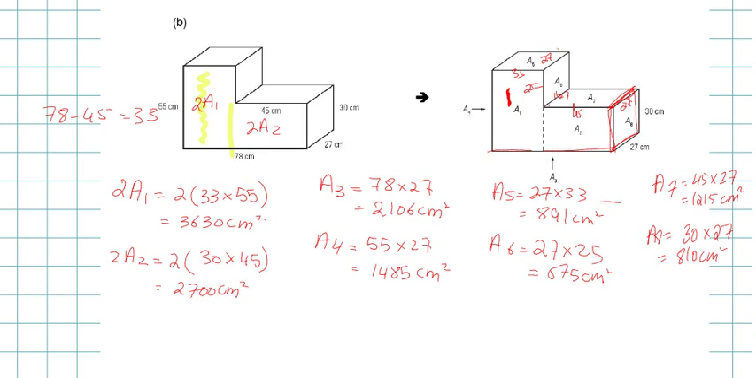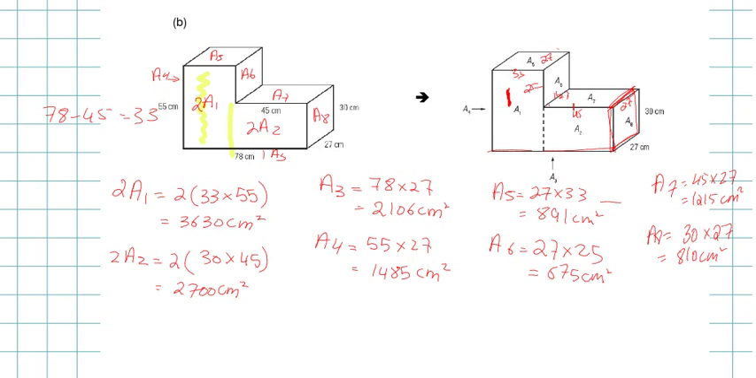For A3, which is the bottom, I only have one. A4, which is this side, I only have one. A5, I only have one. A6, I only have one. A7, I only have one. A8, I only have one. But you see that I've already counted all the sides. This in the back, this in the back, the bottom, and then the other sides.